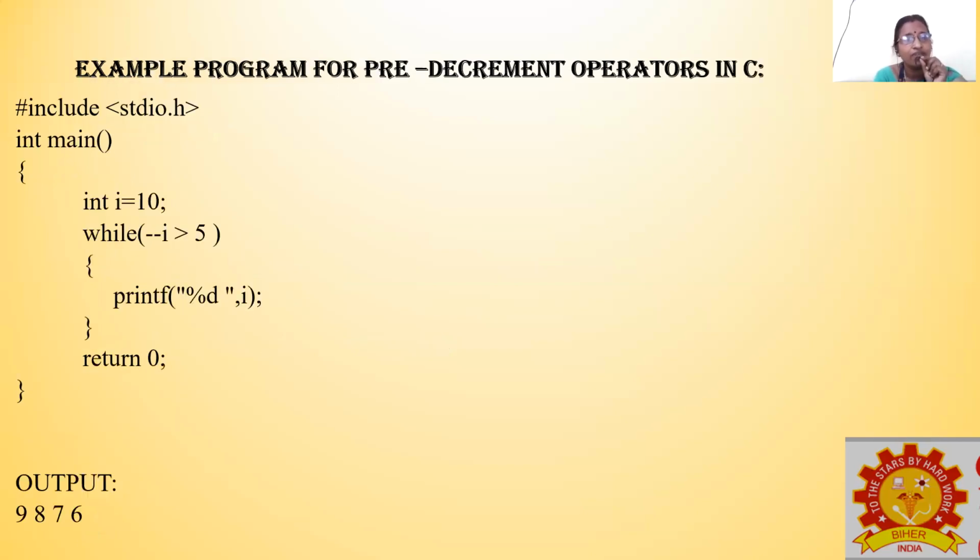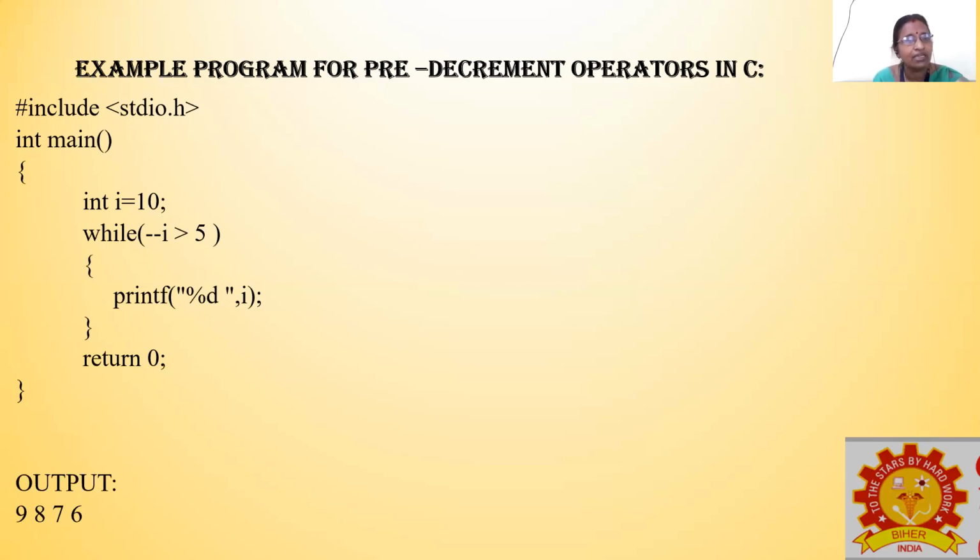Next example is, we are going to see the pre-decrement operator in C. Include stdio.h, int main, int I equal to 10. So here I is an integer variable assigned the value of 10. While minus minus I greater than 5. So what we are doing here: minus minus I means the I value is decremented first. See the first symbol is minus minus. So we have to first decrement and then compare the value with 5. That is the logic here.